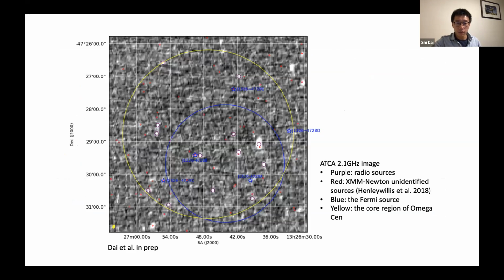We also managed to pin down the position of all these pulsars. Here I'm showing a Compact Array 2.1 gigahertz image of the core of the cluster. And you can see all 5 pulsars published so far are within the core region of the cluster. 3 of them are associated with X-ray sources. There are a few more compact radio sources, and they could be pulsars to be discovered. But I think it's quite interesting to see that the radio map of the core of Omega Cen is so empty, if you're thinking about how dense the cluster is.